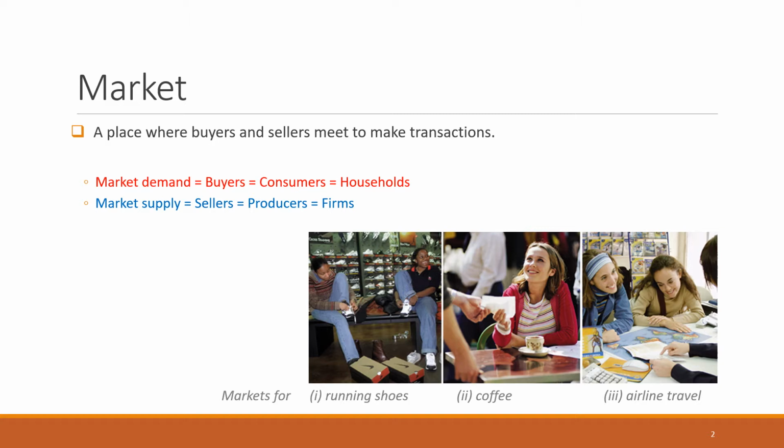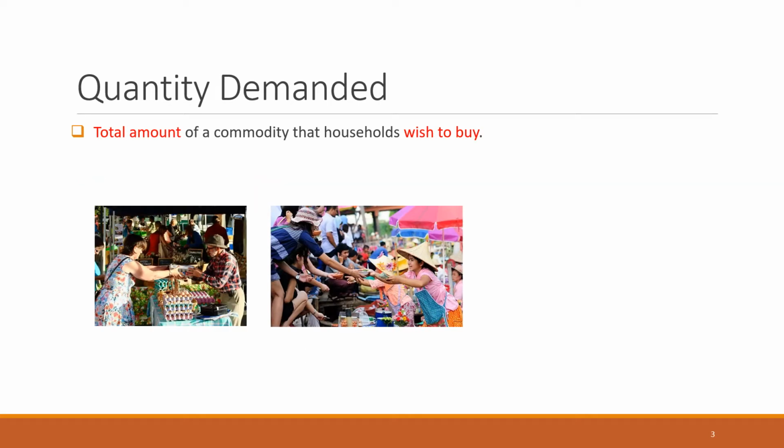Market is a place where buyers and sellers meet for making business transactions. The transactions may involve goods such as coffee and running shoes, as well as services such as airline travel. In this chapter, market demand means buyers or consumers or households. On the other hand, market supply means sellers or producers or firms. Quantity demanded means amount of a product that consumers wish to buy.